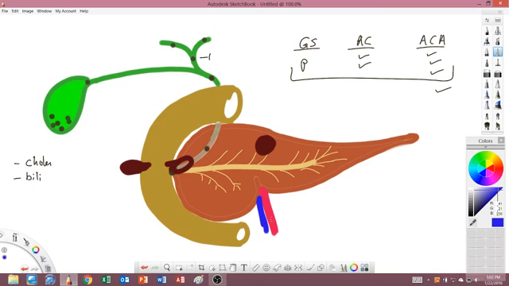I don't think there's anything else when it comes to the pancreas. If you do want to study, out of all of them, make sure you study chronic pancreatitis and acute cholecystitis. Those two are very high yield, but you have to know the anatomy behind it.